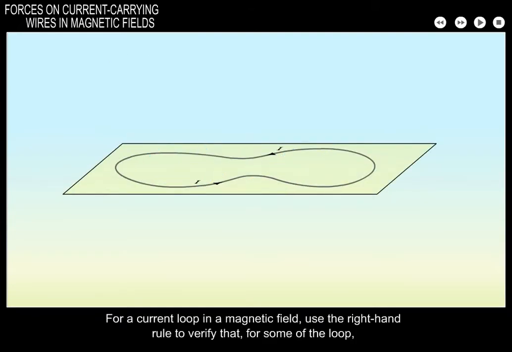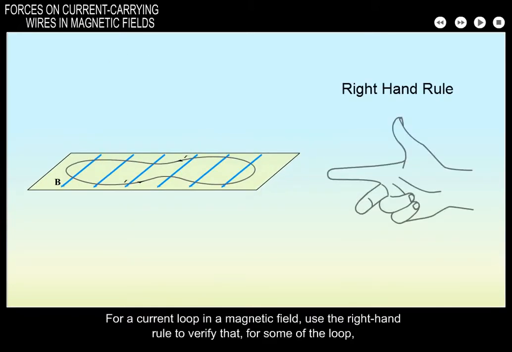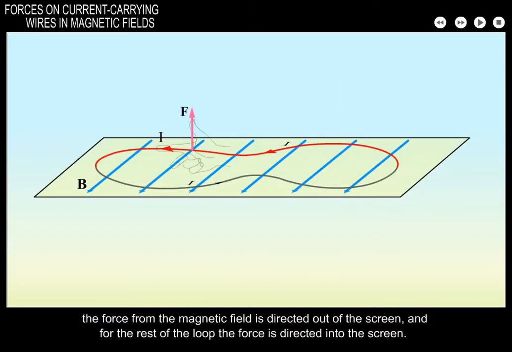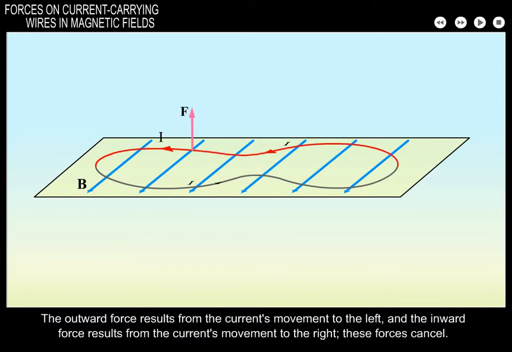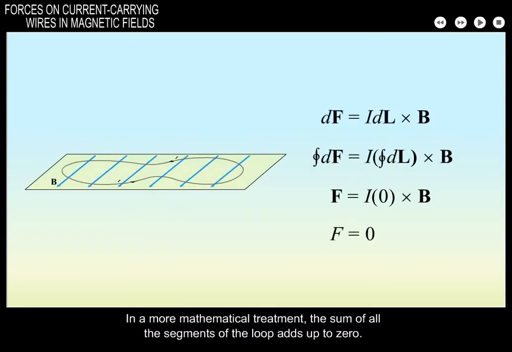For a current loop in a magnetic field, use the right-hand rule to verify that, for some of the loop, the force from the magnetic field is directed out of the screen, and for the rest of the loop, the force is directed into the screen. In this situation, the current goes out a certain distance and then returns. The outward force results from the current's movement to the left, and the inward force results from the current's movement to the right. These forces cancel. In a more mathematical treatment, the sum of all the segments of the loop adds up to 0.